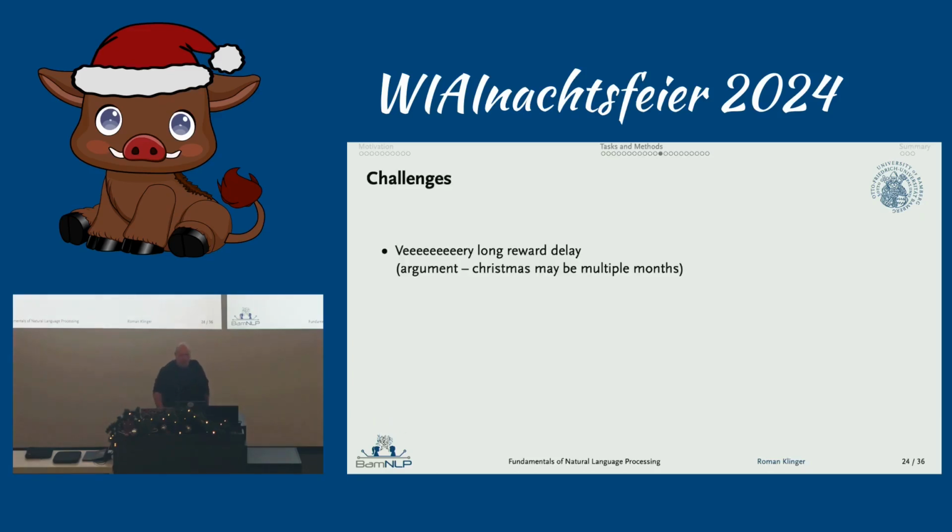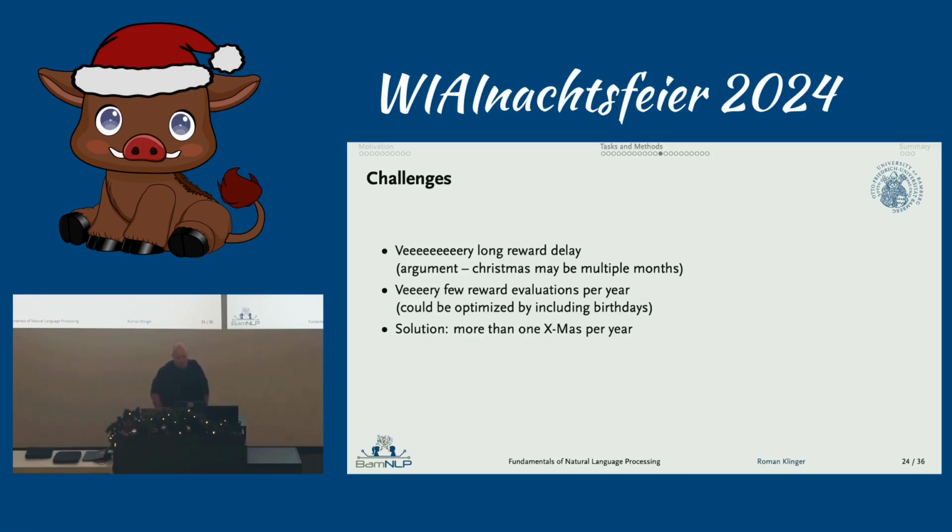There are, of course, challenges. There's a very long reward delay. Yeah? So when I utter an argument until I get the reward, there might be multiple months. That's a challenge for such systems which run on the long term. There are also very few reward evaluations per year. Traditionally, there's only one Christmas per year. We could include birthdays. We could also increase the number of Xmas per year.